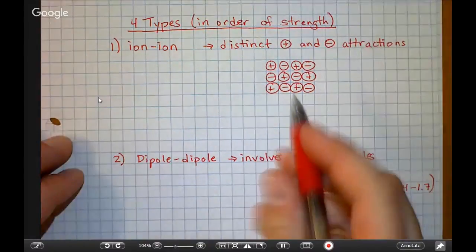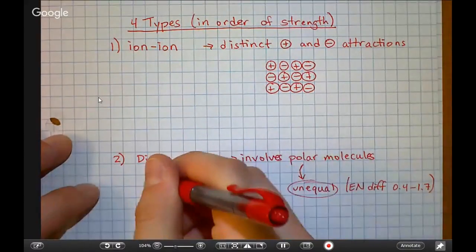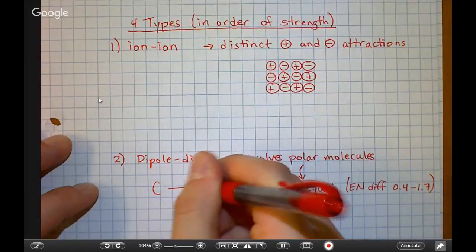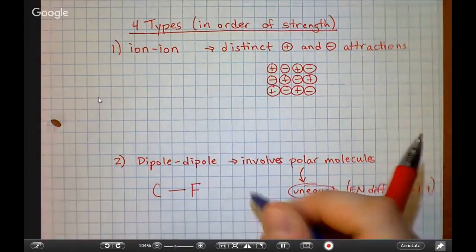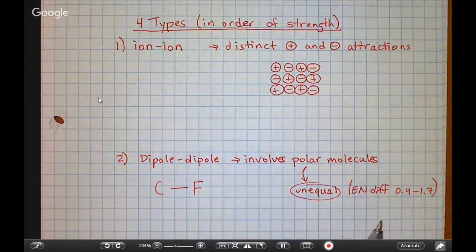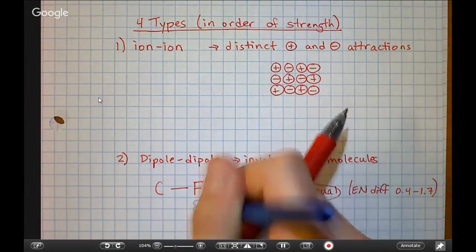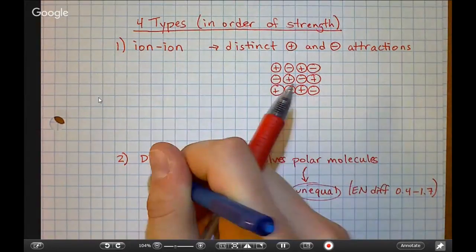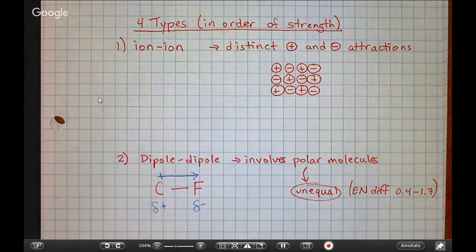So if we have a bond here, let's say carbon to fluorine, which end is more electronegative? Fluorine. So we would see something like this, or we can draw the dipole like this with the arrow, with the plus sign by carbon. Carbon has more positive character, fluorine's more negative character.